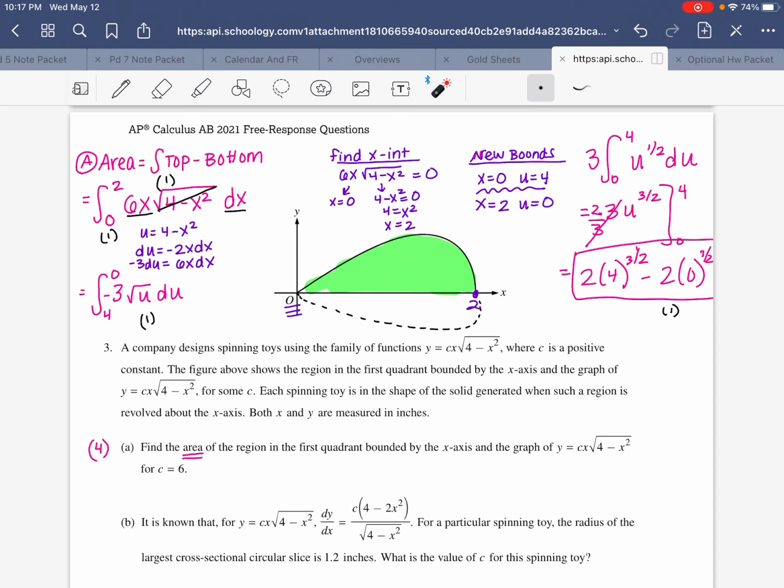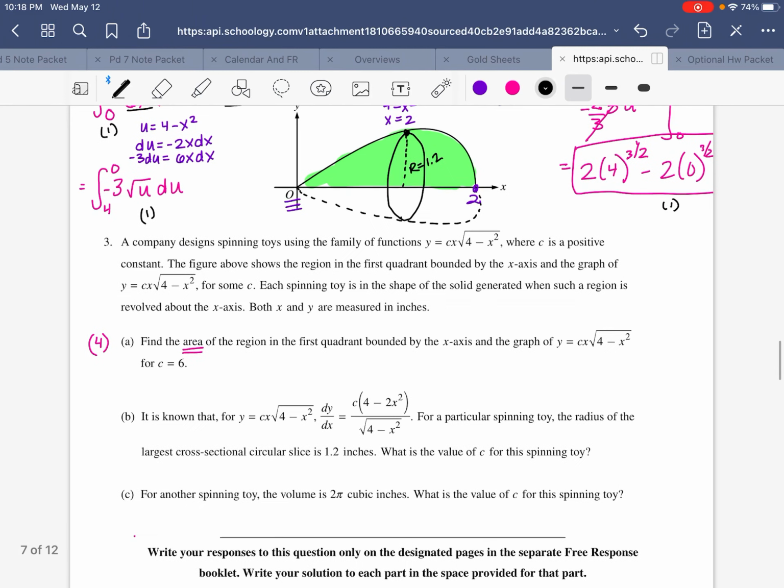Okay, part B might have stumped a lot of people. Part B says, it is known that for this function, it's the same function we're given before, the derivative is given here. And it says, for a particular spinning toy, the radius of the largest cross-sectional circular slice is 1.2. So what we have going on is a cross-sectional circular slice, and we know that the largest radius right here, the top point, is 1.2. That's what they're telling us. And they're asking us, what is the value of C for that particular spinning toy?